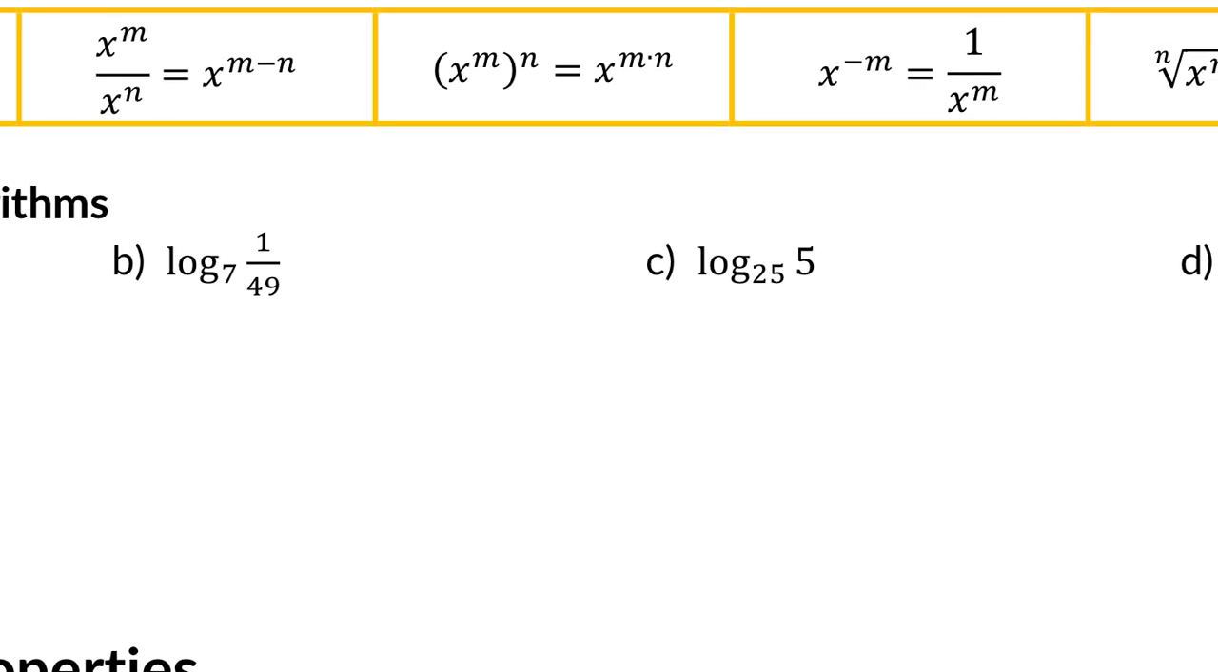What if we have a question like B? What is the base here? 7. Okay, so log base 7 of 1 over 49. That'll be 7 to some power being equal to 1 over 49. Maybe let's start a step back. 7 to what power is equal to positive 49? 2. But how do I get that 49 to be in the denominator?